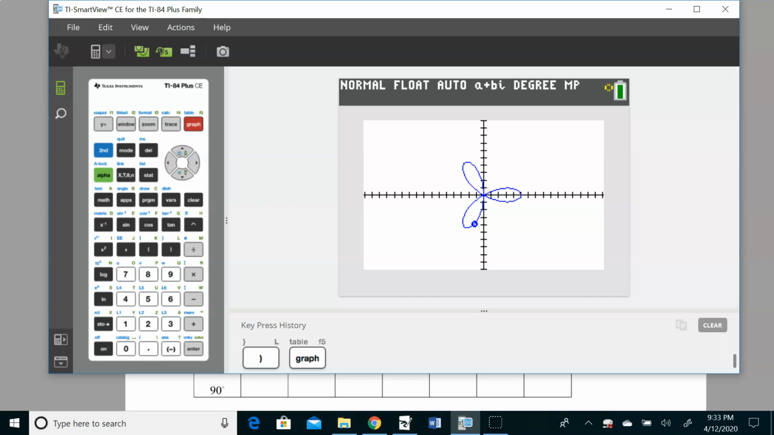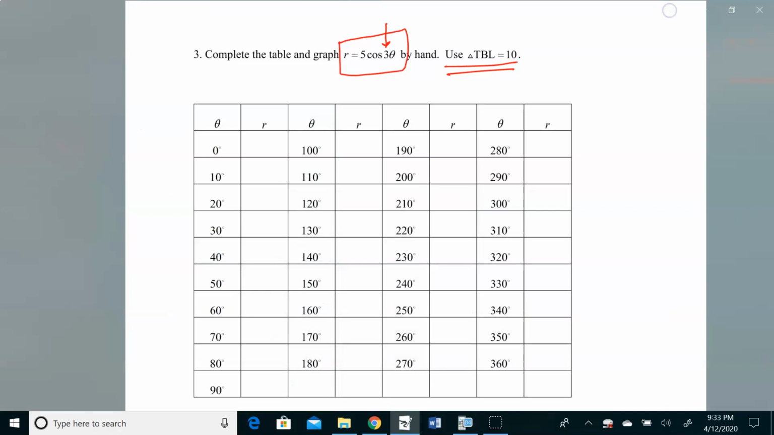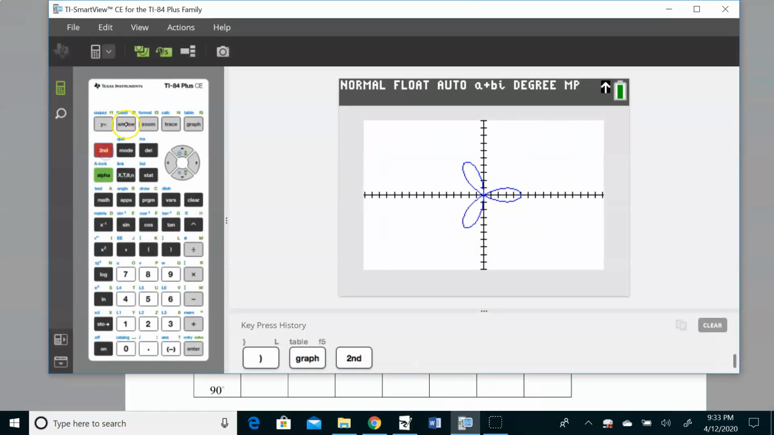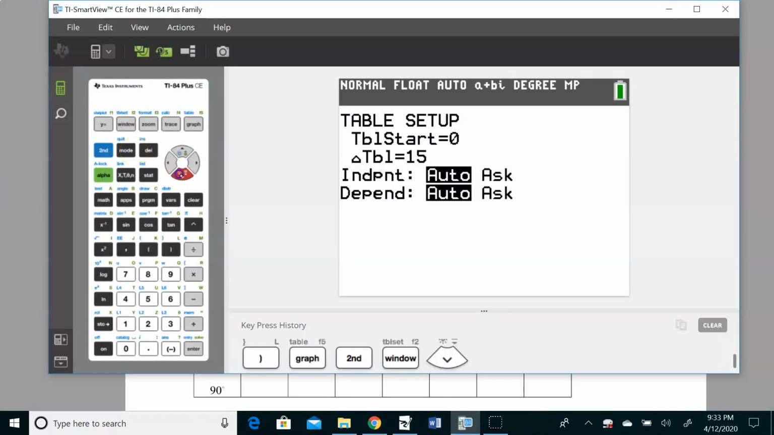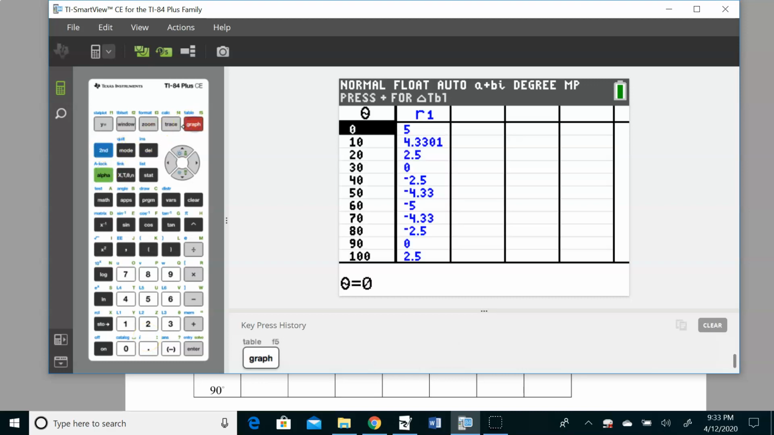It is drawing a flower. This is a 3-petal flower. Notice it's drawing it twice. We'll go over that in a minute. Now, when I want to do my table, notice my delta table is no longer up by 15s. They're up by 10s. So when I go to second window, I've got to set this equal to 10, not 15 like I had it before. And then when I go in here, I see all the values, 0, 10, 20, 30, 40 degrees, and I have all my r values, and this is what I'm going to use to complete the table.